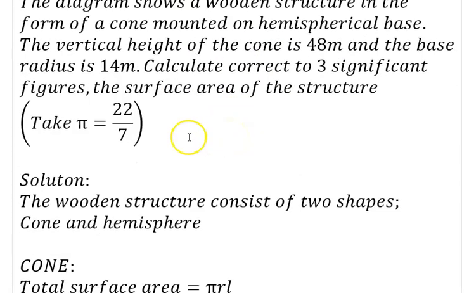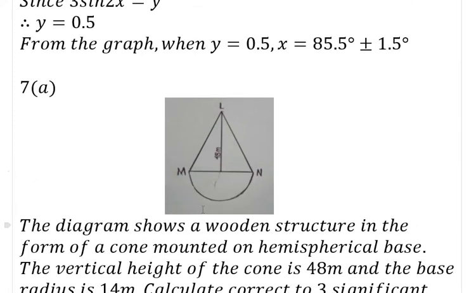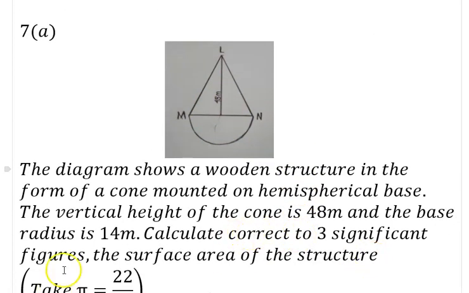So let's dive straight in. We are given pi to be 22 over 7. Now, the wooden structure consists of two shapes. We have a cone and a hemisphere. This is the cone up here, the hemisphere down. So that means we have to calculate, correct to 3 significant figures, the surface area of this structure. We look for the surface area of the cone, the surface area of the hemisphere, then we add them together.